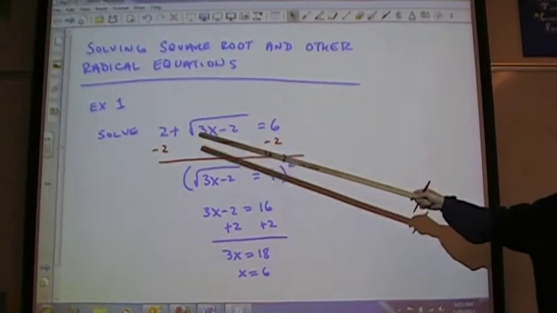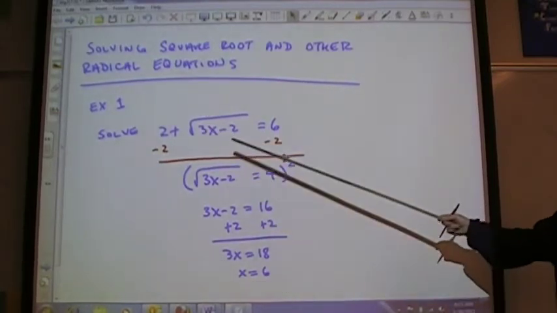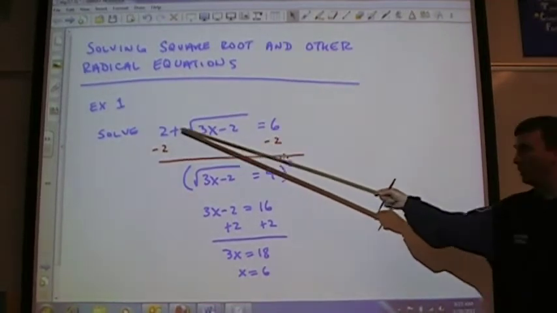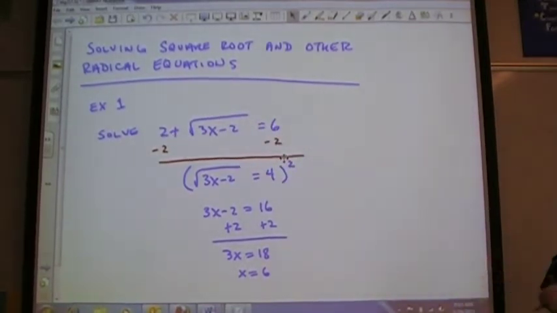What's 6 times 3? 18. 18 minus 2? 16. What's the square root of 16? 4. What's 4 plus 2? 6. So it does work. So check your answer. Does everybody have that down? Alright, next one.